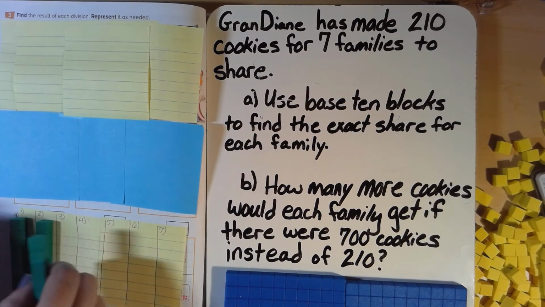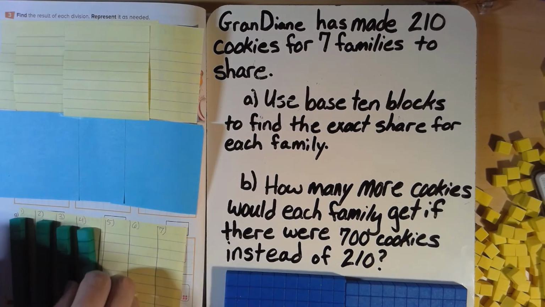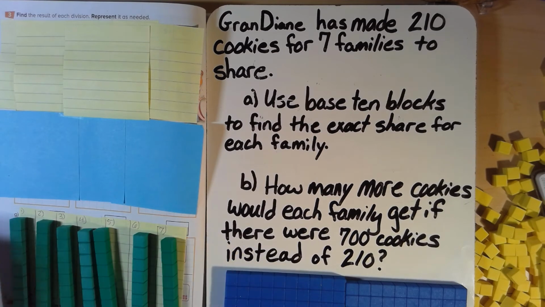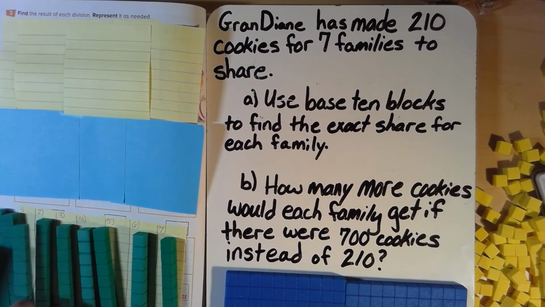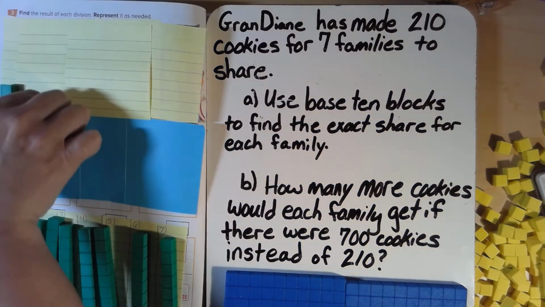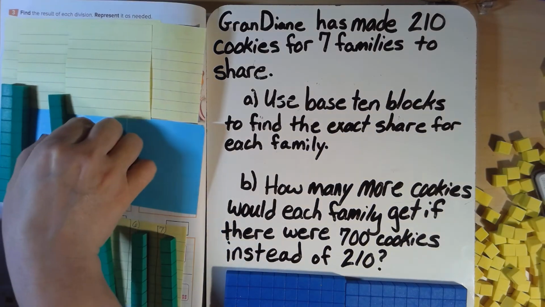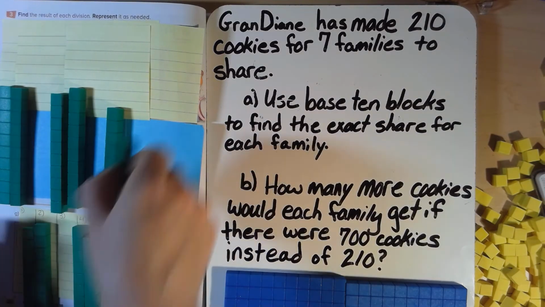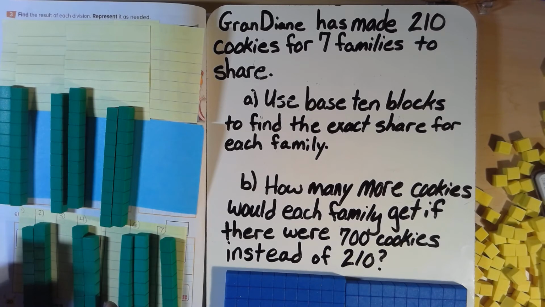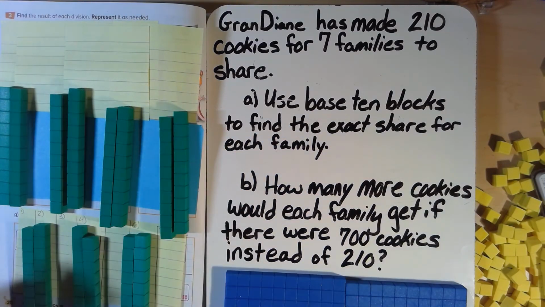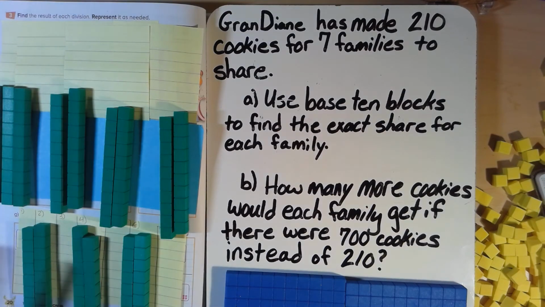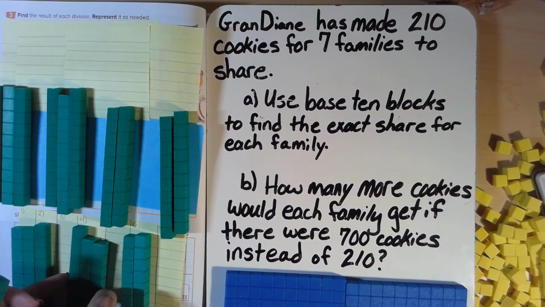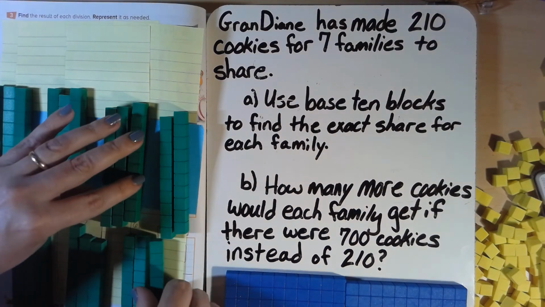1, 2, 3, 4, 5, 6, 7, 8, 9. I'm going to go 1 up, 1 down so you can see it better. 10, 11, 12, 13, 14, 15, 16, 17, 18, 19, 20. I don't have enough.